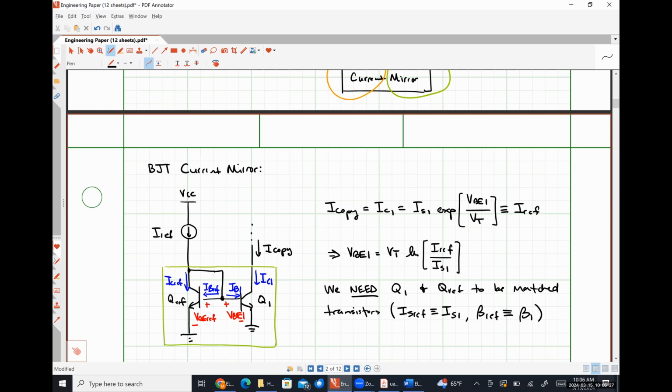Now that has a consequence. It's going to introduce a small amount of error, meaning that our copy current will no longer be exactly the same as our reference current, because our reference current is going to be that copy current plus the base currents, okay? So let's look at what that error mathematically comes out to be.